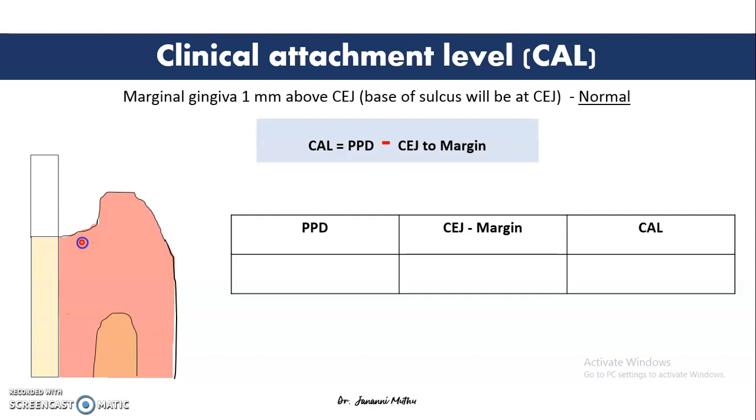CAL will be again PPD minus CEJ to the margin distance, because the margin is still above CEJ or coronal to CEJ. So here the value of PPD is 2 mm. Since the base of the sulcus is at the level of CEJ, the distance from CEJ to the margin is also 2 mm. So when you subtract both, the value is 0. Hence, under normal condition, the clinical attachment level will be 0.